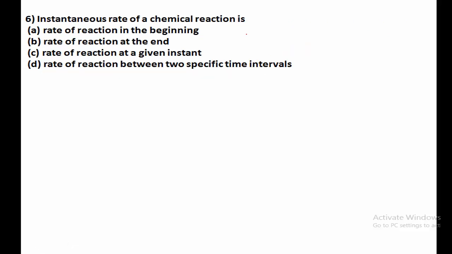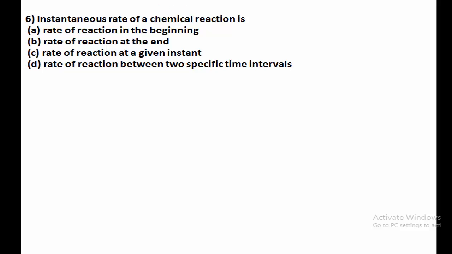Sixth one: instantaneous rate of a chemical reaction. As I already told you, at a particular instant of time, what would be the rate of the reaction? That is known as the instantaneous rate of a chemical reaction. If I say the average rate of a chemical reaction, it is for a definite change in concentration over a definite interval of time. If we measure the rate of reaction that way, it is known as the average rate. Here they asked for the instantaneous rate of a chemical reaction.